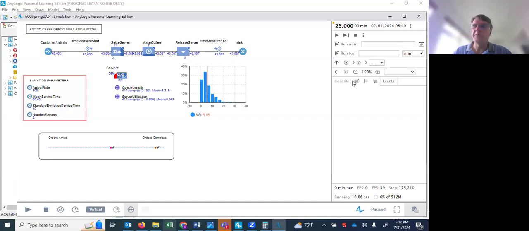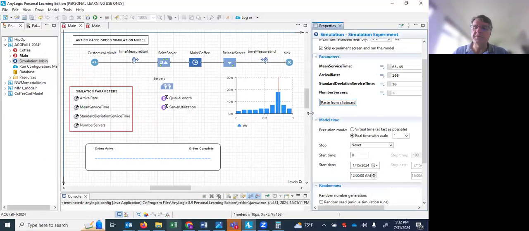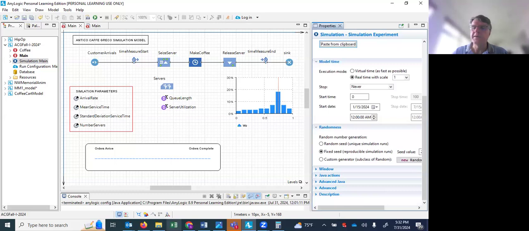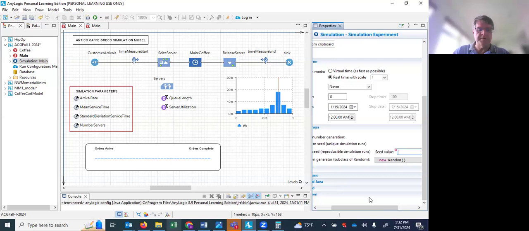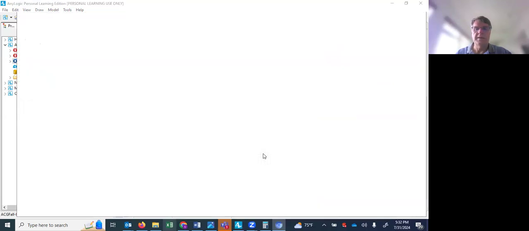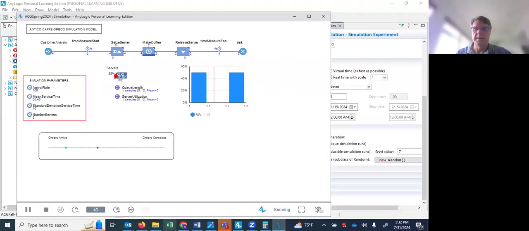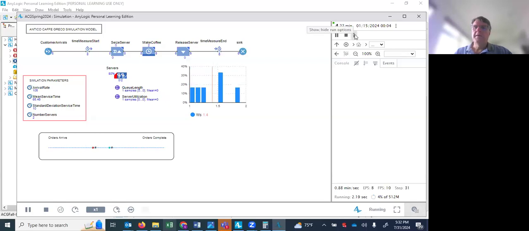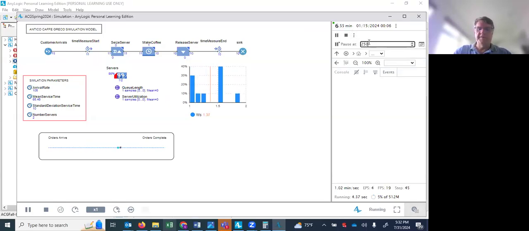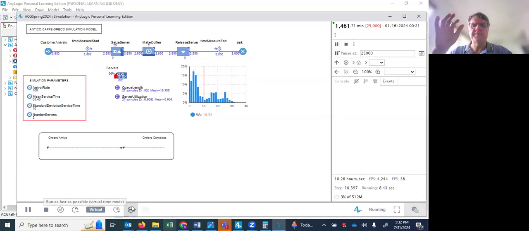Okay, so we'll do one more iteration of this one with a different seed, just to see what other numbers are. I want to make this 7. Let's run it. Let's go to 25,000 again. So we had 5, I think 85.